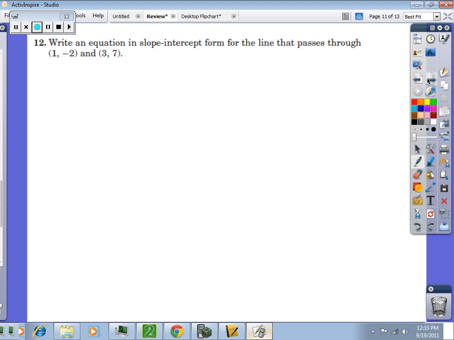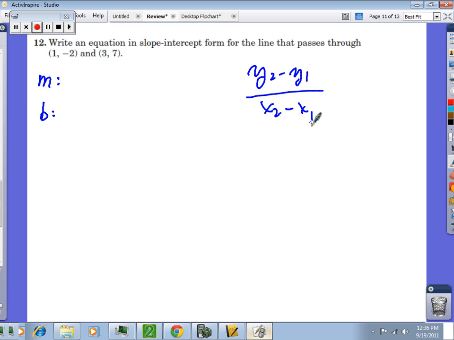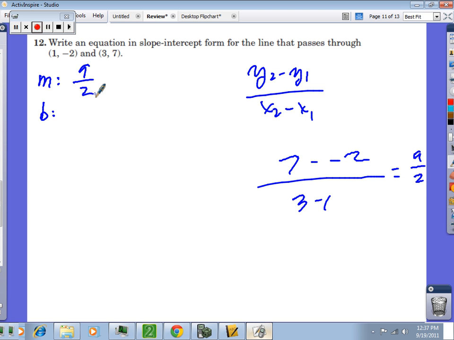Okay, number 12. You got to find m and b. M is going to be y sub 2 minus y sub 1 divided by x sub 2 minus x sub 1. So m is going to be 7 minus a negative 2 divided by 3 minus 1. So m is 9/2. Now how are we going to find b? If you've got m, how are you going to find b? Plug in one of those 2 points.